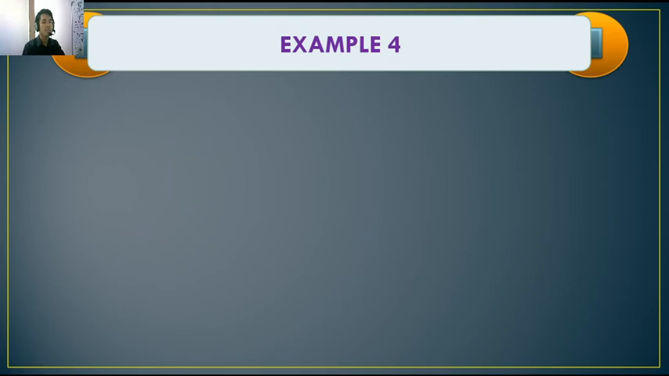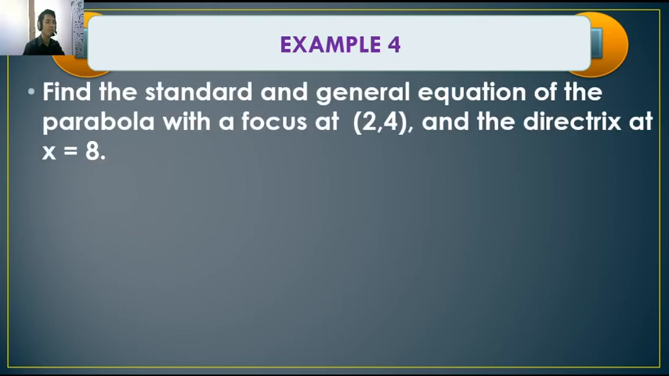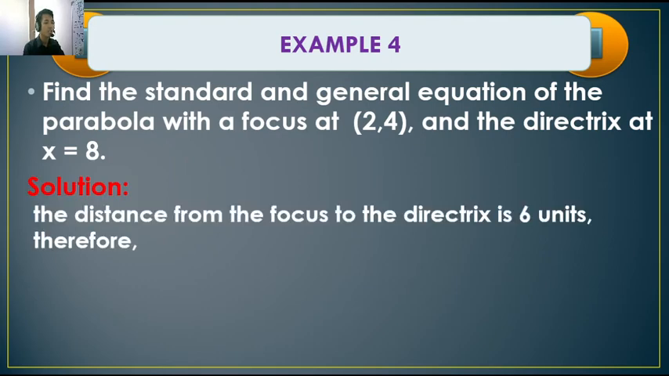Now let us proceed to example number 4. Find the standard and general equation of the parabola with a focus at (2, 4) and the directrix at x is equal to 8. Okay, so this time we need to find the standard and the general equation of the parabola given the focus and the directrix.